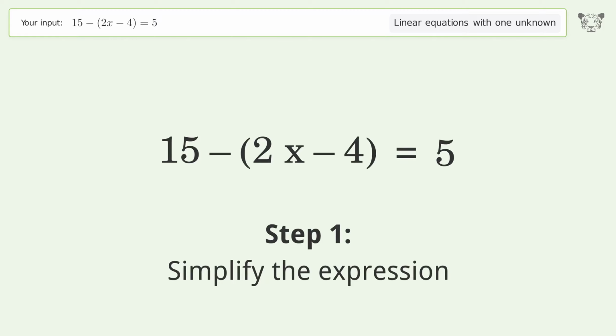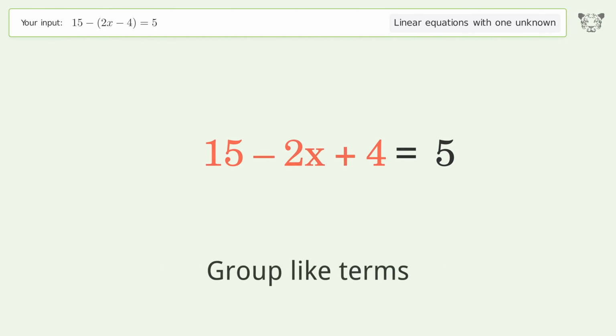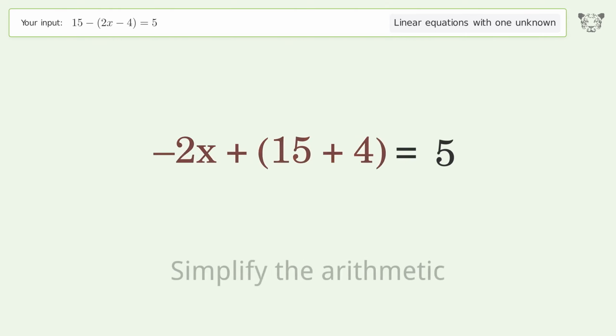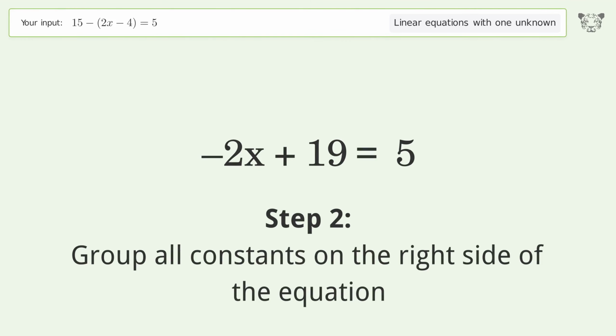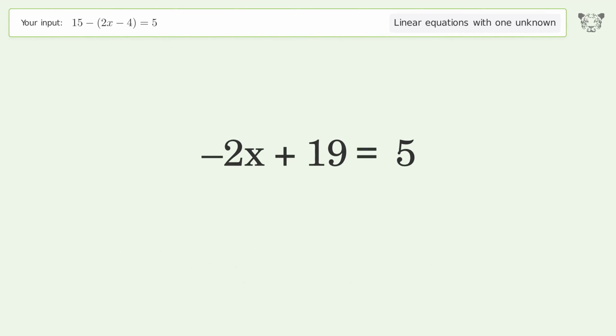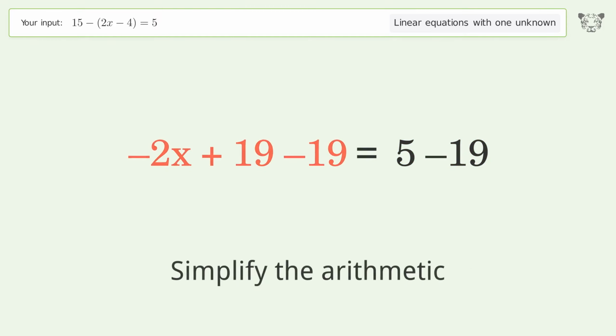Simplify the expression. Expand the parentheses. Group like terms. Simplify the arithmetic. Group all constants on the right side of the equation. Subtract 19 from both sides. Simplify the arithmetic.